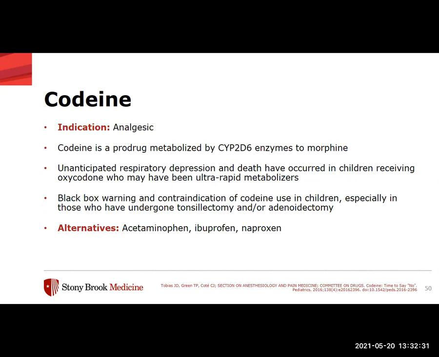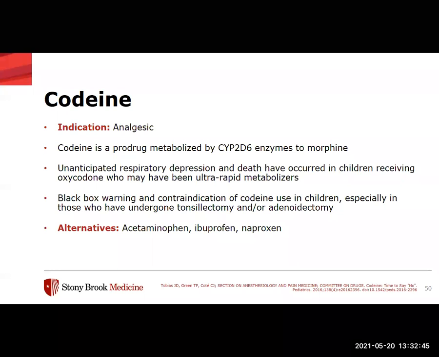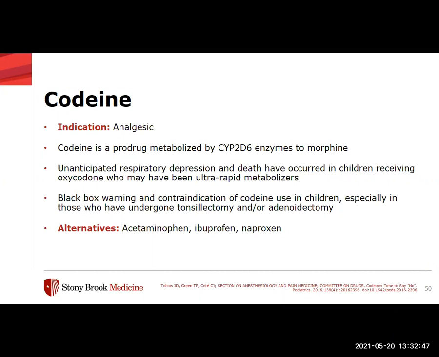However, due to patient-specific CYP2D6 activity, unanticipated respiratory depression and death have occurred in children receiving codeine who have been ultra-rapid metabolizers. So by this, we mean that these patients were able to rapidly metabolize the codeine into morphine, leading to the accumulation of morphine and an enhanced analgesic effect. Additionally, patients with obstructive sleep apnea may be at higher risk due to opioid sensitivity, coupled also with the potential of being an ultra-rapid metabolizer.